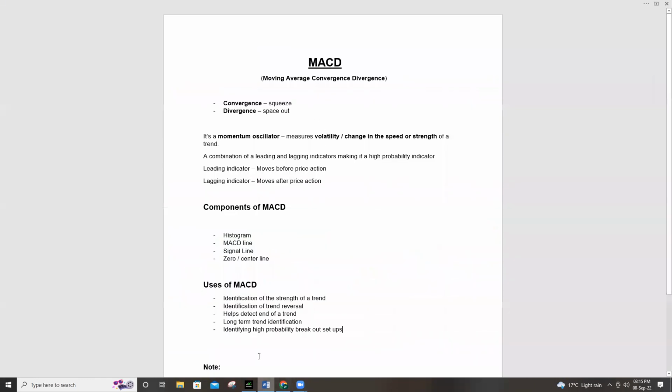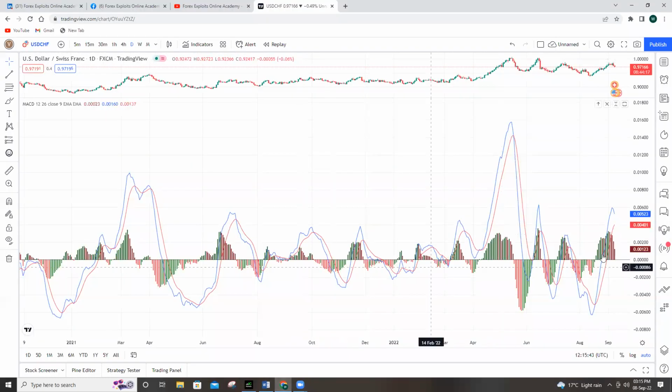Then we have the fourth component, which is the zero or the center line.